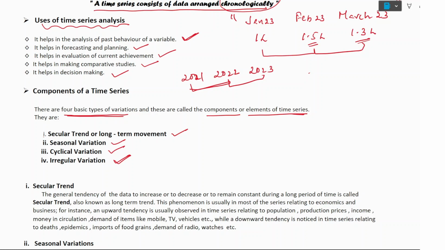Now see, from this part, a descriptive question can be asked. That means to explain the components of time series. You need to write to explain each and every component and to give some example. Now we'll go one by one.